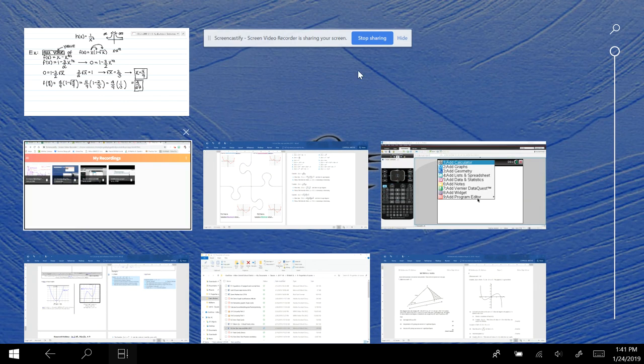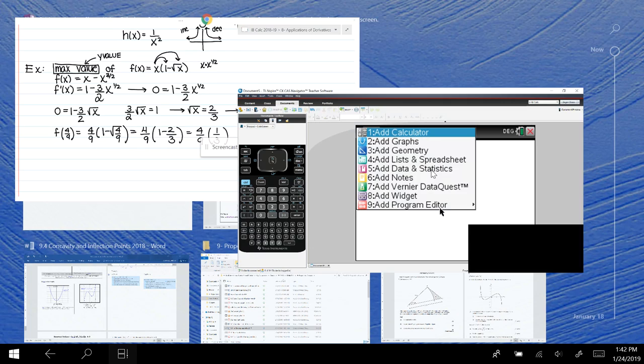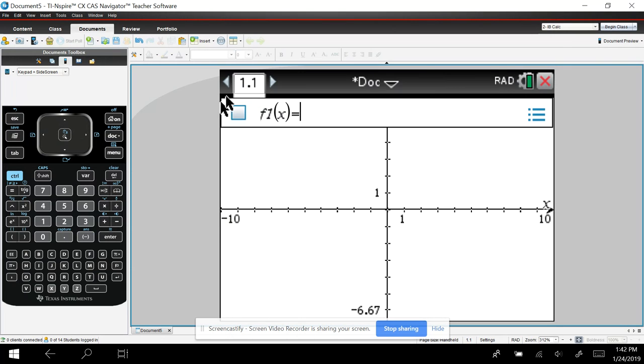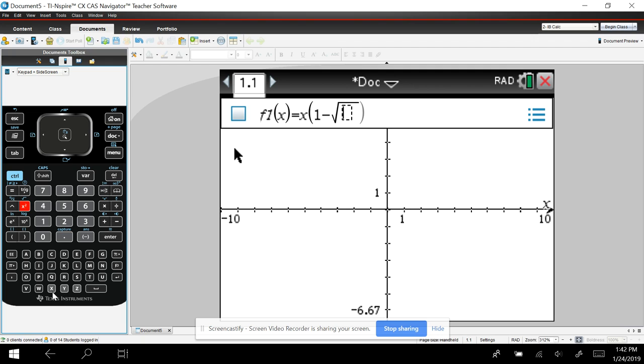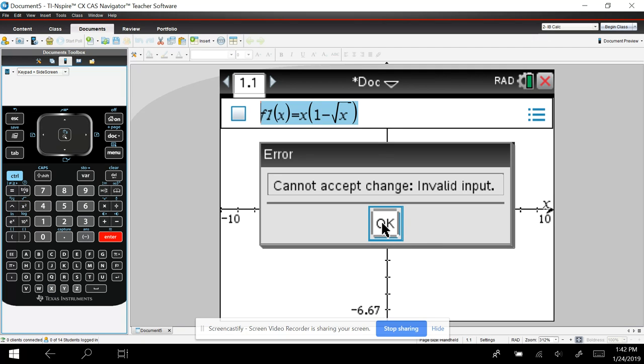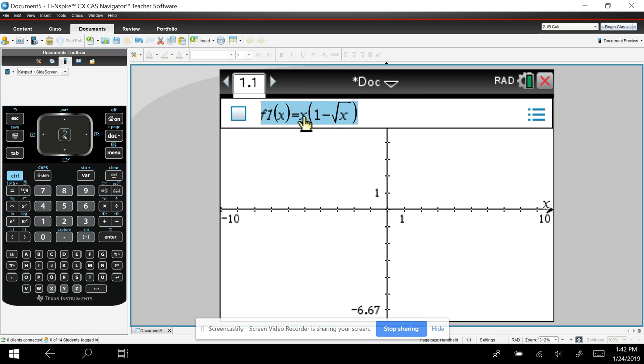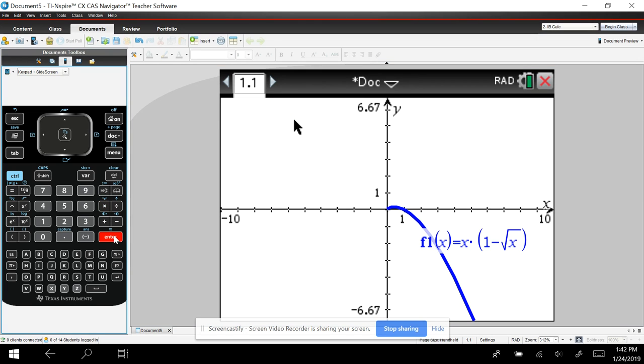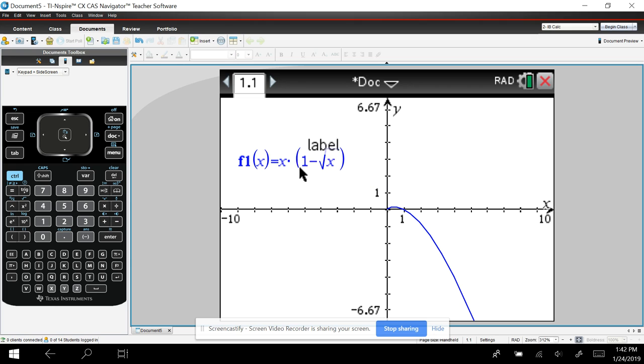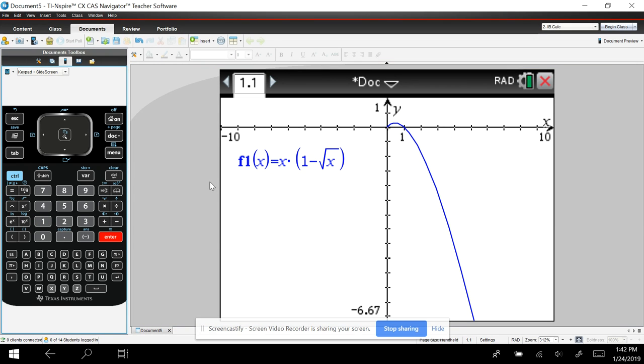Sometimes they'll actually ask you about these using your calculator. But let's graph this original guy: x times 1 minus the square root of x. Invalid input. Does it want a times here? It needs the times; it doesn't just like parentheses. Now I'm going to change my maximum to 1, because notice it doesn't even go any higher than 1. So look, he reaches a little maximum.